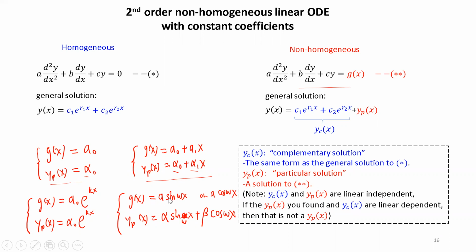Note that even if g(x) only has sine x or only has cosine x, when you try for the particular solution, you need to have both sine and cosine. You need to assume that both exist first, and at the end you figure out whether one of the coefficients alpha or beta is 0 or not.